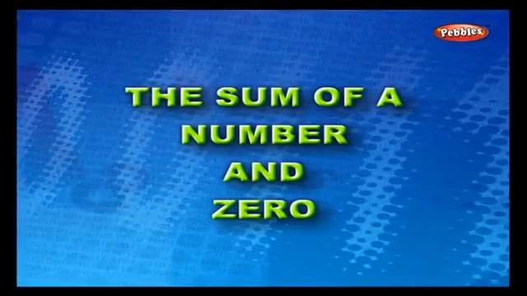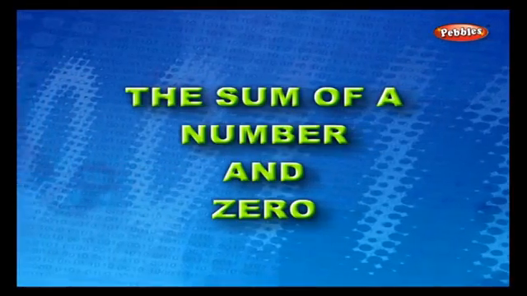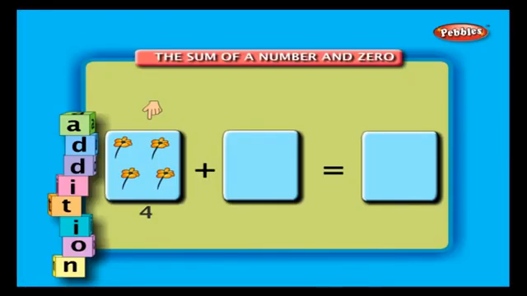The sum of a number and 0. There are 4 flowers in the first box and there are no flowers or 0 flowers in the second box. So, when we add 4 plus 0, we get 4 only. So 0 added to any number will give the number itself.